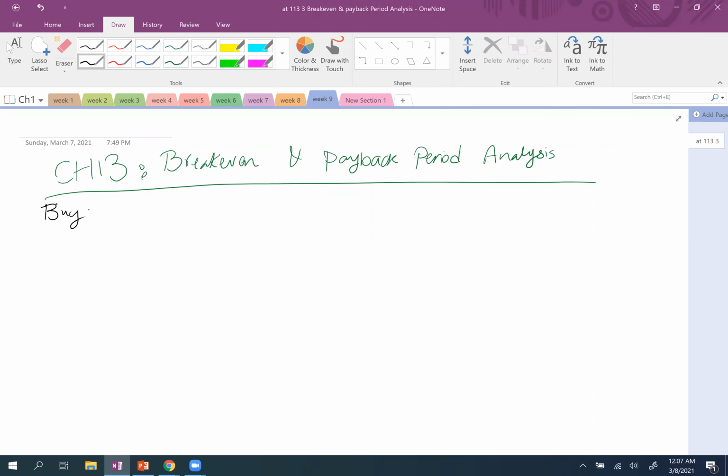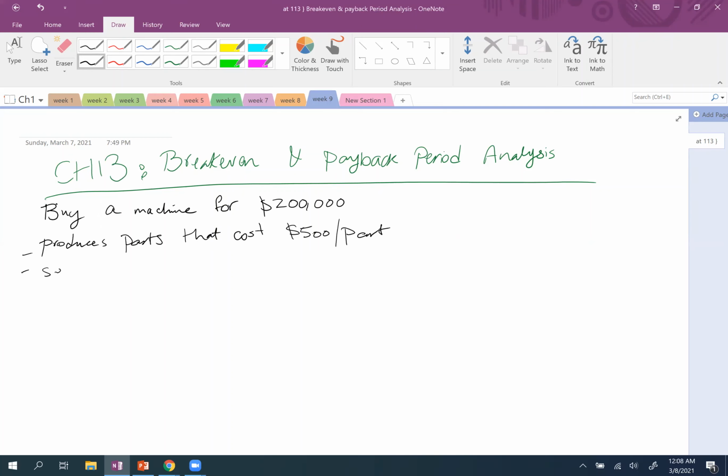Let's say we buy a machine for $200,000. Let's say you buy some sort of equipment or a machine for $200,000 that produces parts which cost $500 per part. So you can sell each part for, let's say, $700. So it costs me $500 to produce each part using this machine, and I can sell each part for $700.